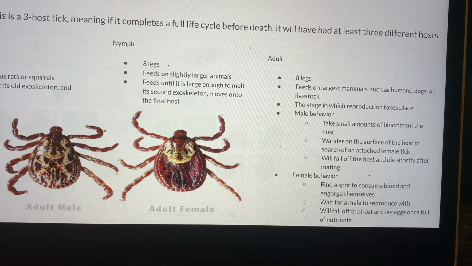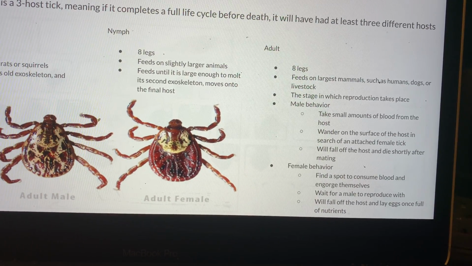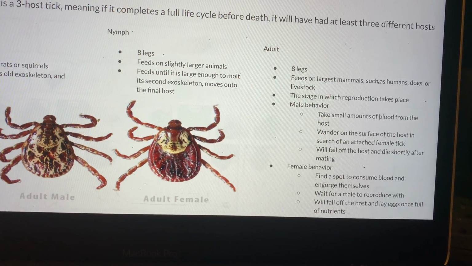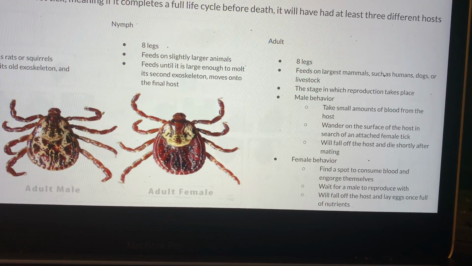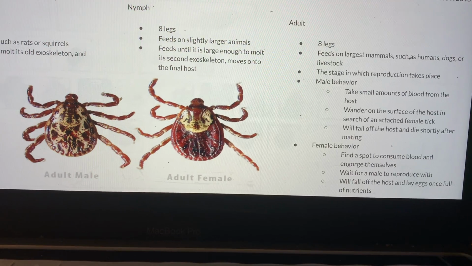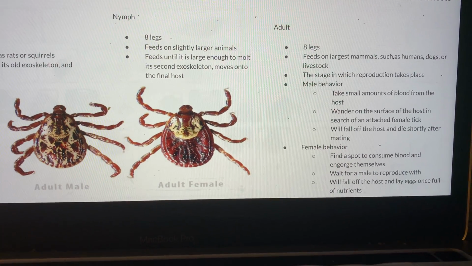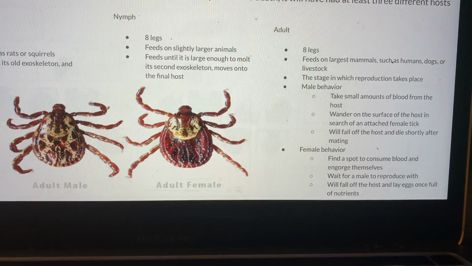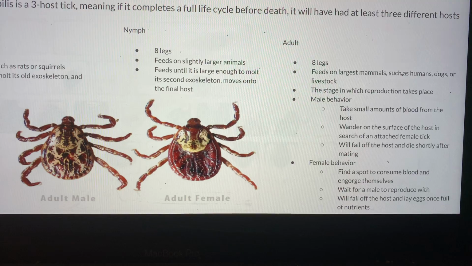And so the male behavior at this point is to take small amounts of blood from the host, wander on the surface of the host in search of an attached female tick, and after finding said attached female tick, it will mate and fall right off the host. After the male falls off the host, there isn't a lot left for it to do, so they pretty much live out the rest of their days there, which isn't a whole lot of days.